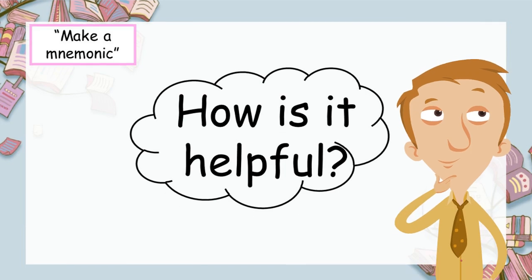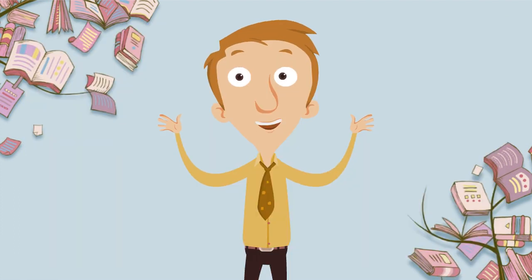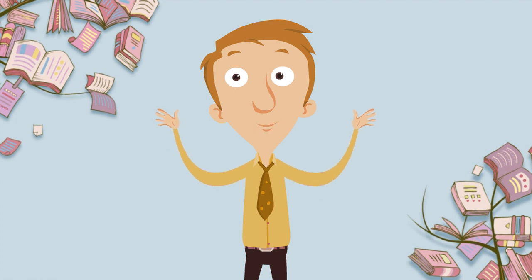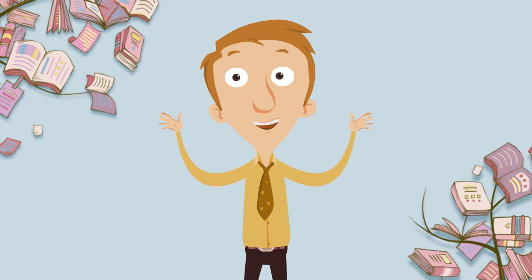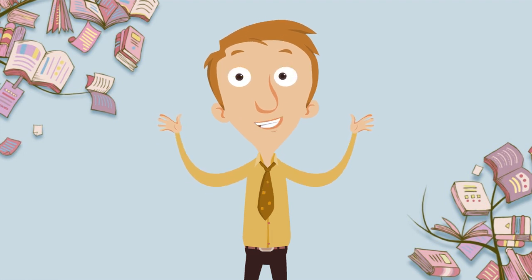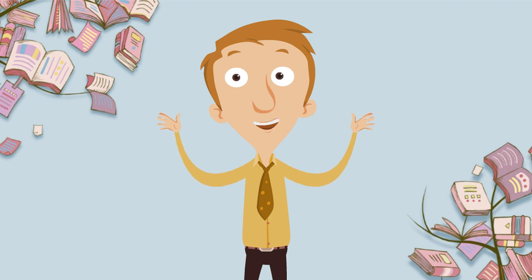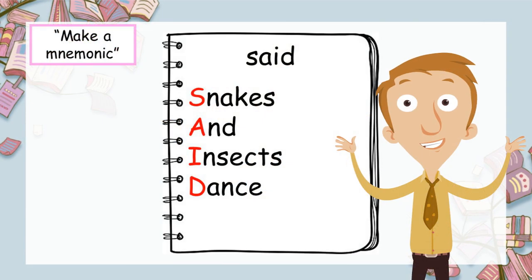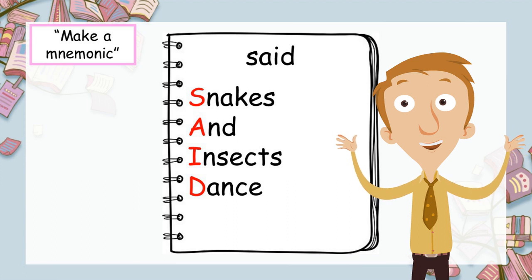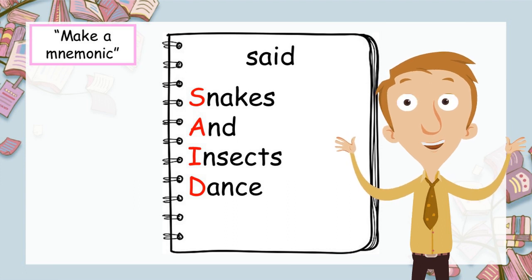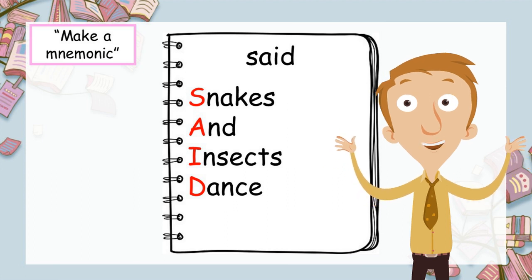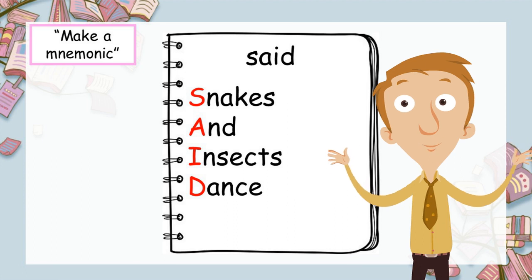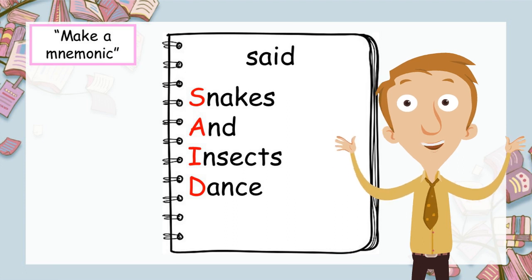But how is this going to help me spell words? Well, the great thing about mnemonics is that you can make them up yourself. Sure, there are some famous mnemonics for remembering hard spellings, but it's really whatever helps you remember your spelling word. So while my mnemonic for said was snakes and insects dance, you could easily make up your own one, like Sam and I dance, or Sally Ann is dancing. There's an unlimited amount of sentences you can make with this spelling strategy.